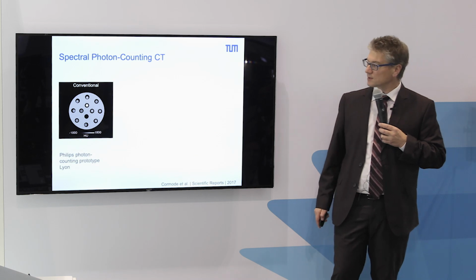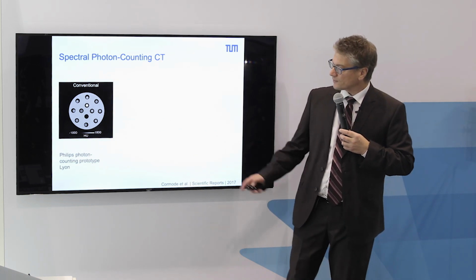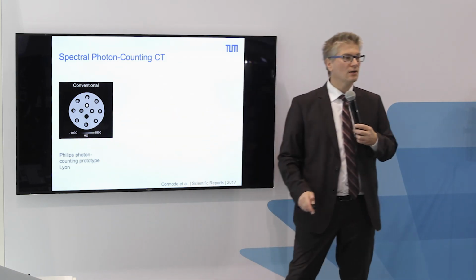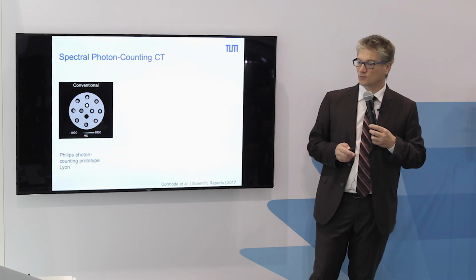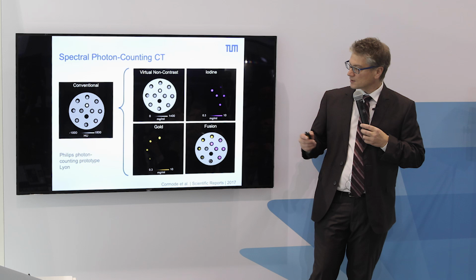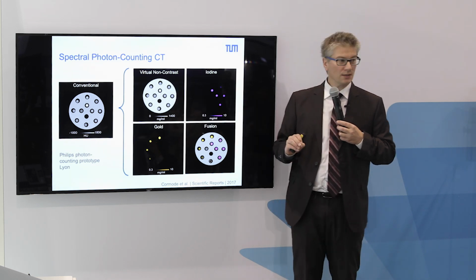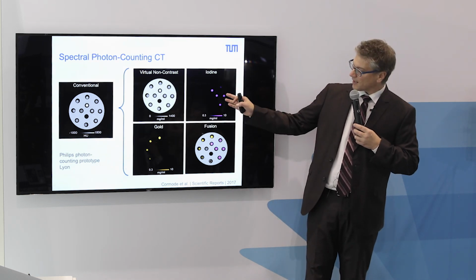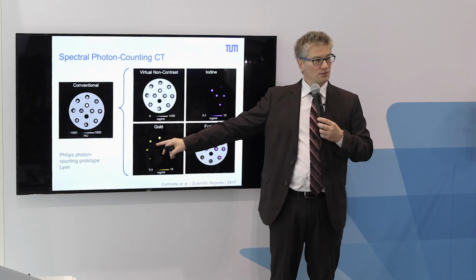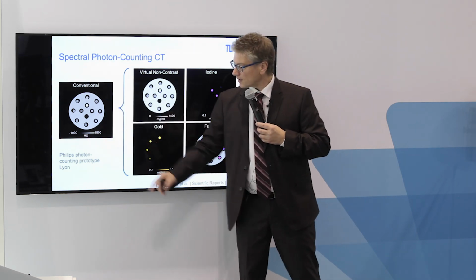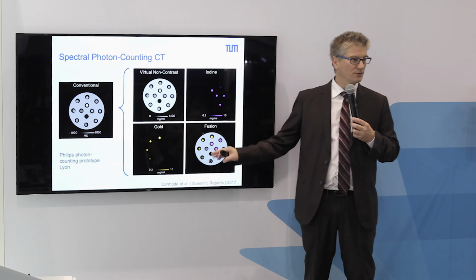So one thing is that instead of splitting a conventional image into two energies, like the dual energy systems, you can do more. You can do, for example, a virtual non-contrast. You can separate iodine that was put in these vials here, and gold as a second contrast agent that was put in these vials, and you can do colorful fusion images.